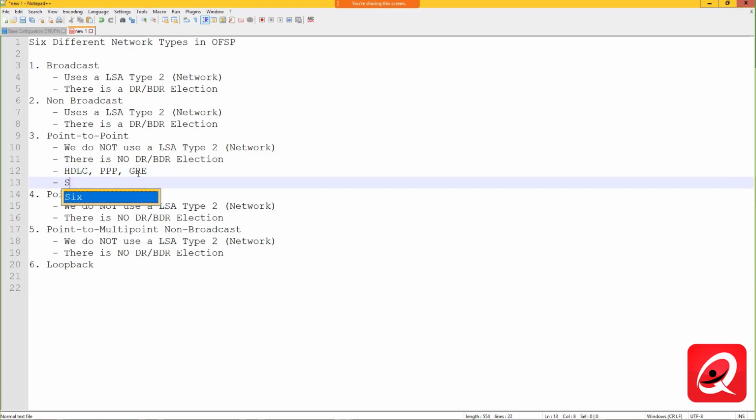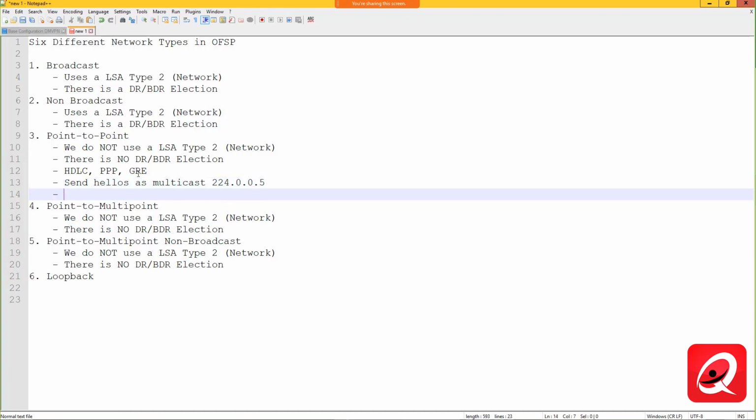We send hellos as multicast, and we send them specifically to 224.0.0.5. All right. Like I said, there is no DR/BDR election. We only support, in this case, two nodes. See if I can type 2 nodes in this topology.